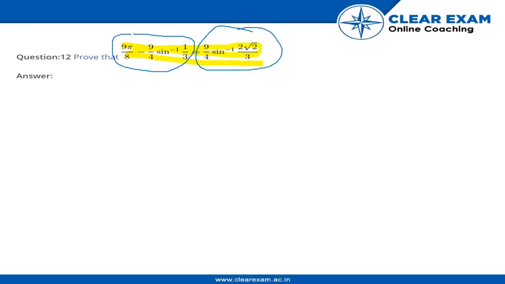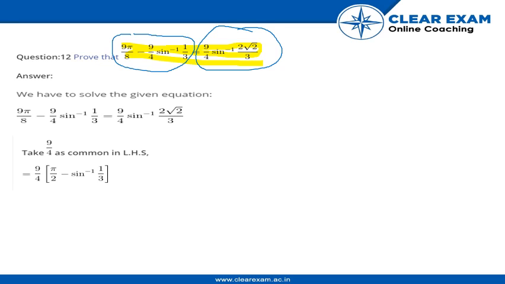Generally proving questions are easy, as we already know the answer on the right hand side. So we just have to manipulate the left hand side terms in such a way that we can somehow reach the right hand side. So let's begin. Our first step is that on the left hand side we take 9 upon 4 as common from both the terms. And doing the same, we get something like this.